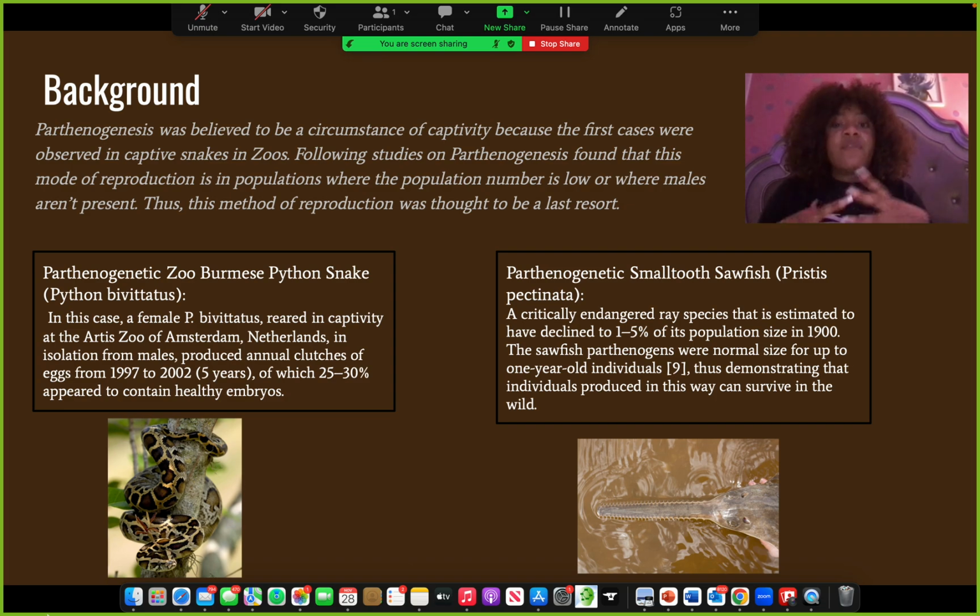So on the right, we have our second study entitled Parthenogenic Small-Toothed Sawfish, which basically discusses a critically endangered rare species that was estimated to have declined between 1 to 5% of its population size in 1900. Basically, the sawfish parthenogens were normal sized for up to 1-year-old individuals, thus demonstrating that individuals produced in this way can survive in the wild.